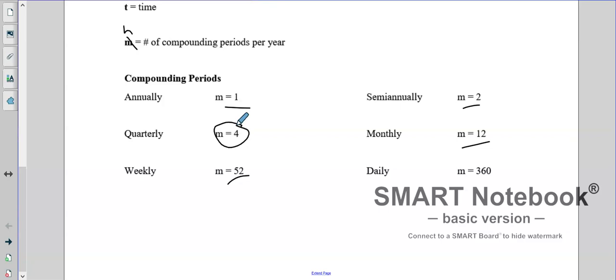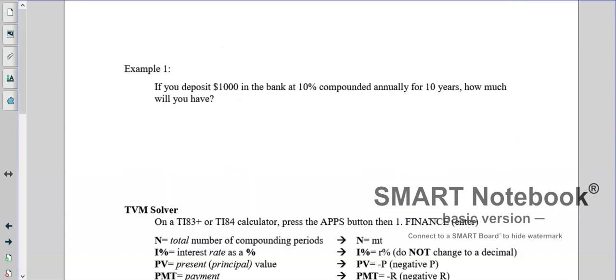So 12 divided by 4 is 3. So that's 3 times a year. No, it's not. It's 4. There's 4 quarters in a dollar. That's the answer. And then daily, remember, we're using the banking system of 360. Now, when we did this in algebra 2, we used 365 because that is how many days there are in a year. But for the finance unit, since finances are based on what the banks do, we're going to use the 360.